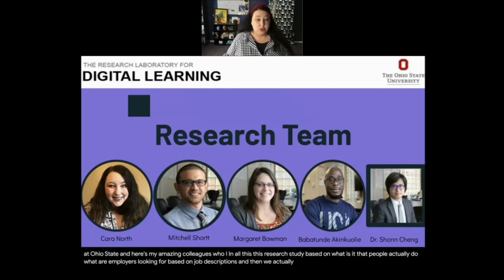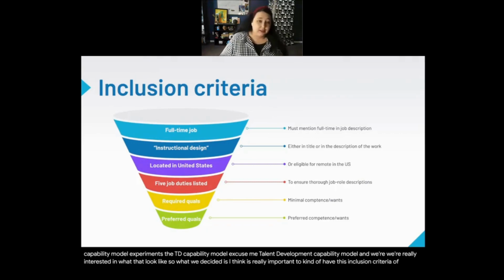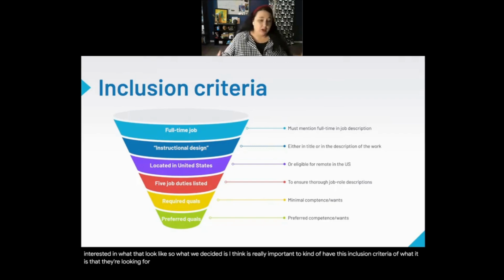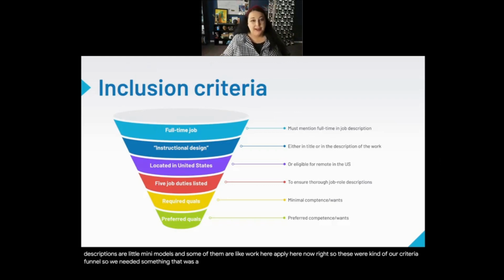And then we compared this to a model called the ATD capability model, the talent development capability model, and we were really interested in what that looked like. What we decided is that it's important to have inclusion criteria for what they're looking for. We wanted some kind of uniformity, because as you know, some job descriptions are little mini novels, and some of them are like, "Work here, apply here now," right? So these were our criteria funnel. We needed a full-time job, it had to have instructional design in there somewhere, and we focused on the United States because that is the job market we know best.